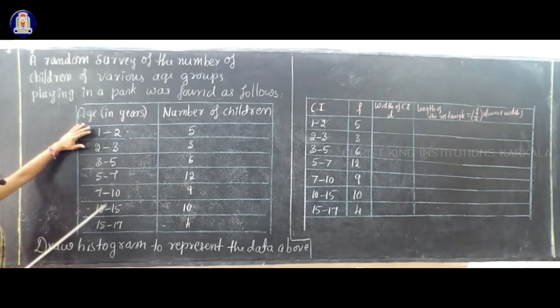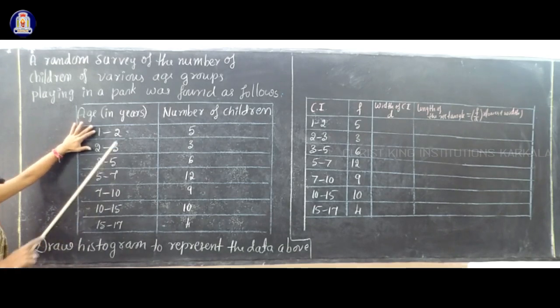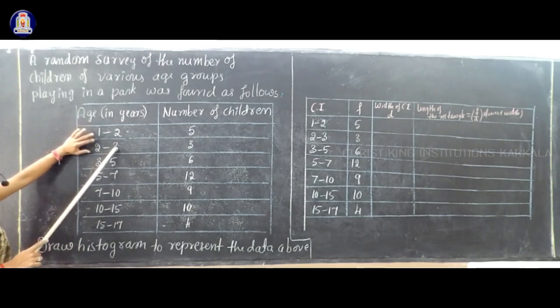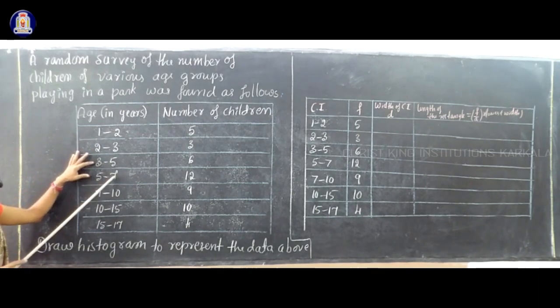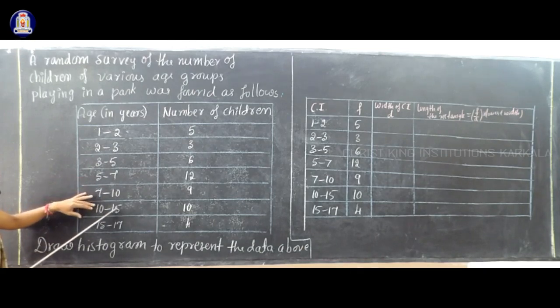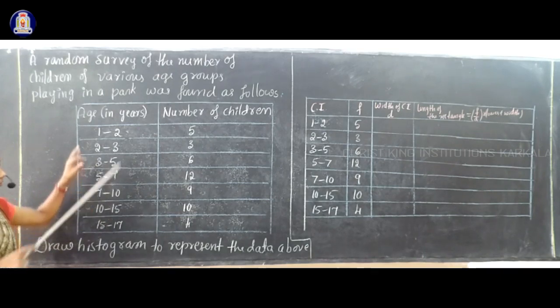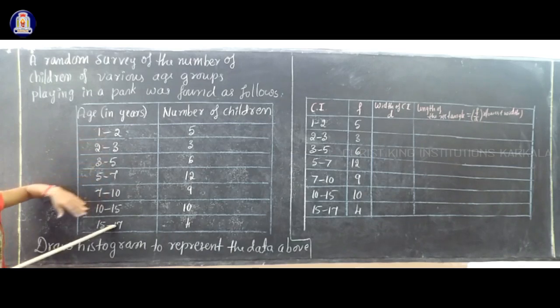Here you see class intervals are continuous, but what about the class size? That is upper limit minus lower limit, second number minus first number, that is different. Okay, see here 2 minus 1, that is 1, 3 minus 2, that is 1, 5 minus 3, that is 2. Okay, and here 7 minus 5, 2. Here 10 minus 7, that is 3, 15 minus 10, 5, and 17 minus 15, that is 2. Okay, you have class intervals of a different length. Okay, class size are different here.